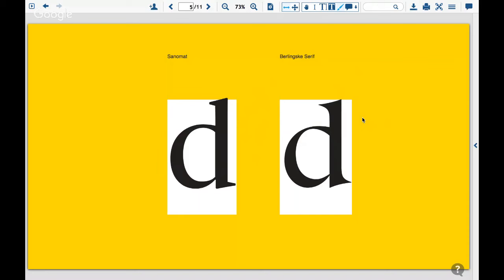So Sanomat, I would say, again has a little bit more of a rectangular feel for the bowl of the D. But Berlingske, I have to squint and set my head back a little bit to really see that it actually is a little bit more round and protrudes a little bit more than the Sanomat. It's not as round as the O, of course. It doesn't need to be, but it feels a little bit different here. And it's funny how the counter form is really interesting. We've got this area that thickens up right here as it joins the stem. And then we've got opposing, a lot of weird directionality here that doesn't feel as prominent in Sanomat. It feels a little bit more straight up and down of a stress.